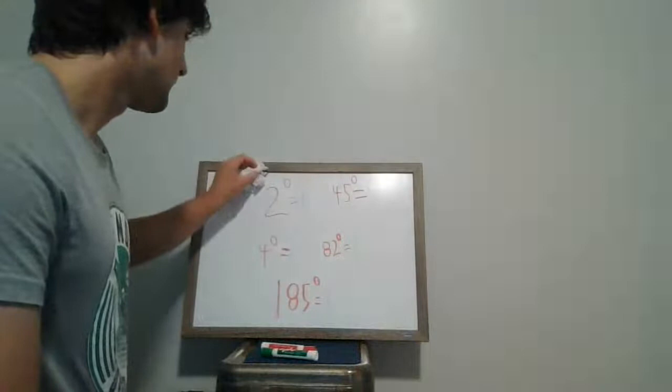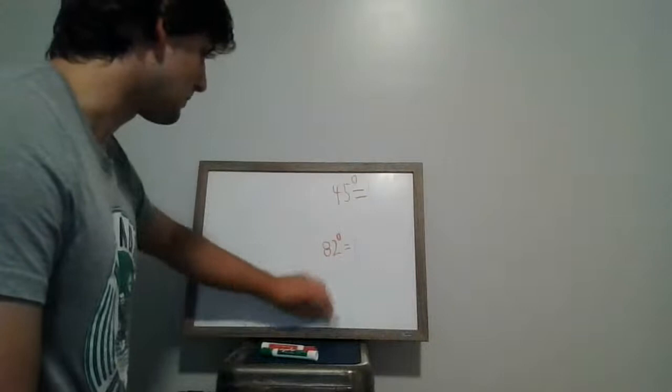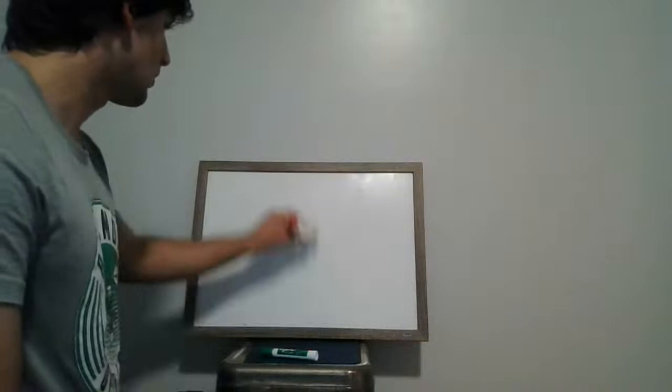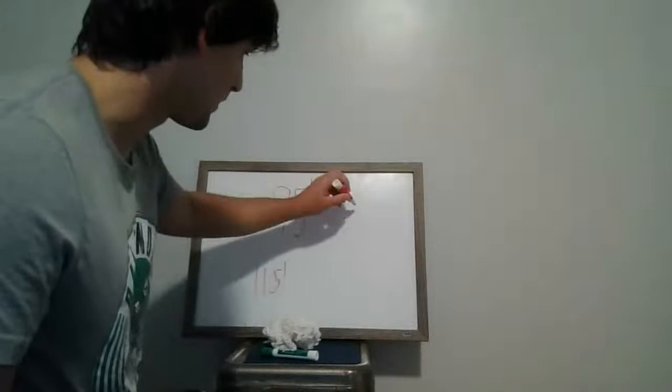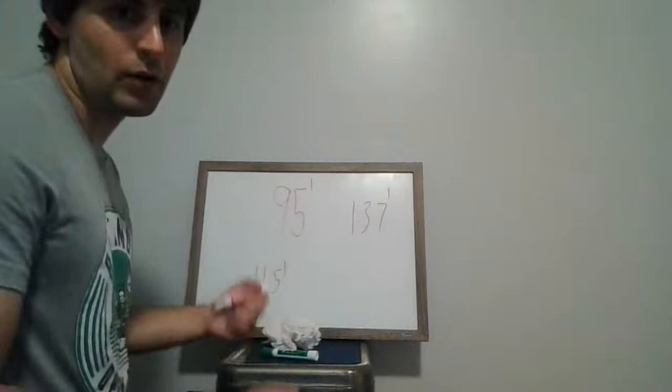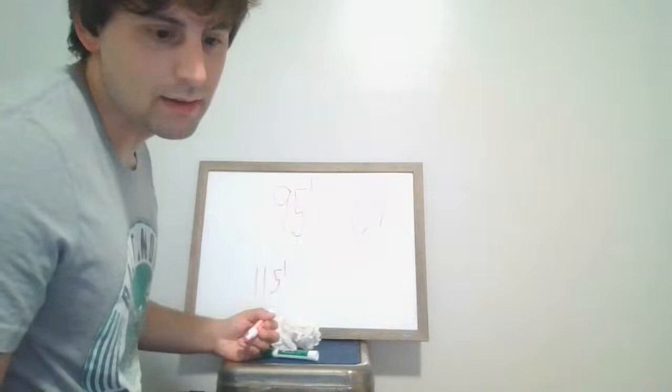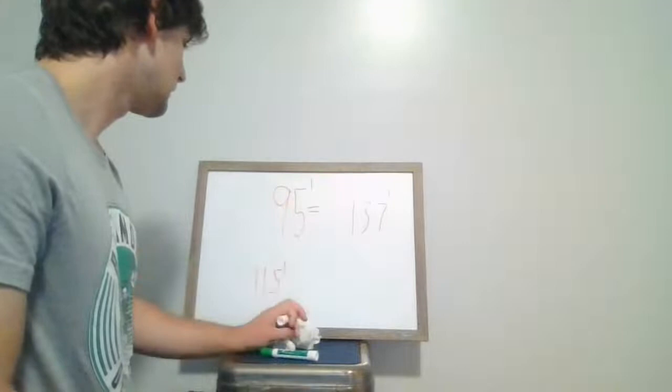Now let's talk about if something is multiplied to the first power. Any number to the first power is always going to be the number itself. So let's say 91 to the first power, 115 to the first power. I'm going to write some numbers up here. 137 to the first power. Any number to the first power is always going to equal the number itself.